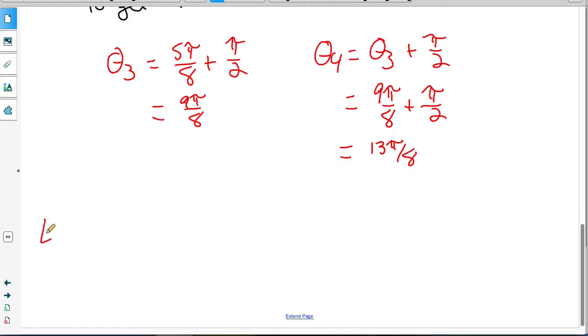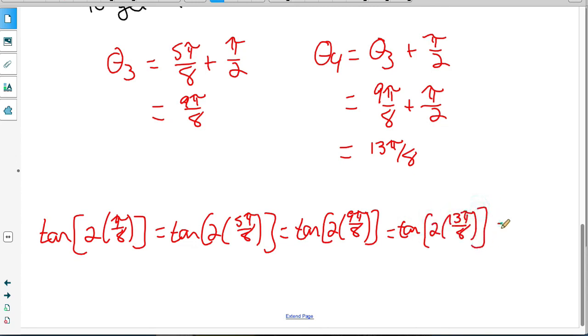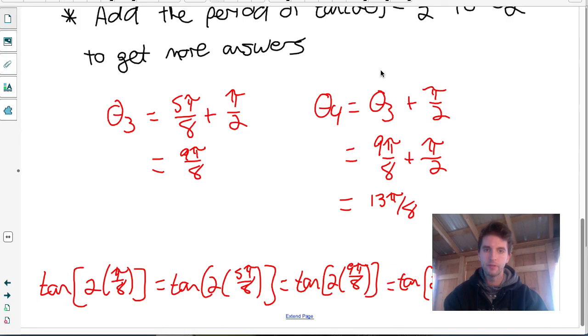So my 4 answers, I'll summarize it here. So tan of 2 times pi over 8, or tan of 2 times 5 pi over 8, or 9 pi over 8, or 13 pi over 8. Those all have a tan ratio of 1. So that's it for all the examples we're going to do in this lesson.